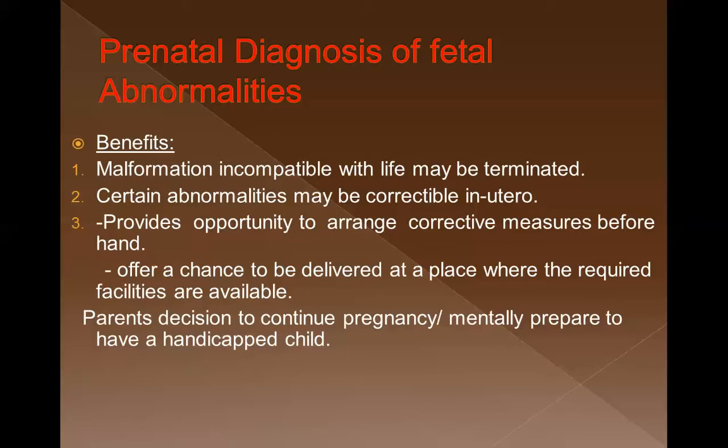Prenatal diagnosis of fetal abnormality has benefits. Number 1, malformation incompatible with life may be terminated. Number 2, certain abnormality may be correctable in utero. Number 3, it provides the opportunity to arrange corrective measures beforehand, for a chance to be delivered at a place where the required facilities are available. Parents can decide whether to continue the pregnancy, and be mentally prepared to have a handicapped child.